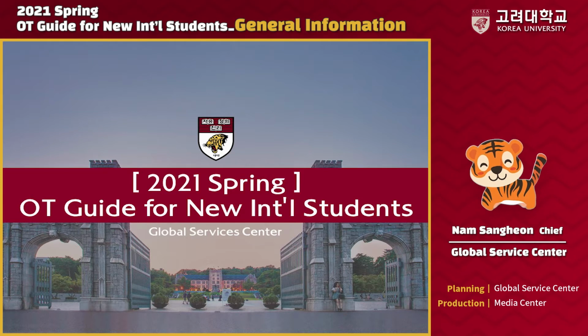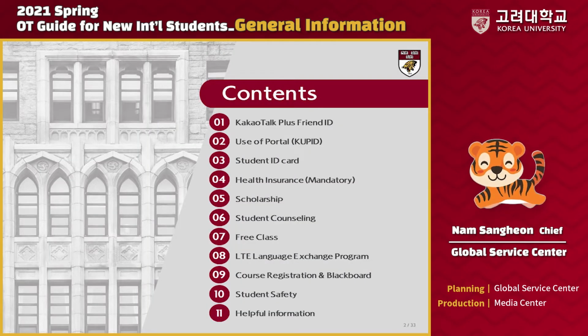This orientation is on general information that all international students must know about while studying at KU. This information is put together especially for our newly admitted students and transfer students of 2021 spring semester.